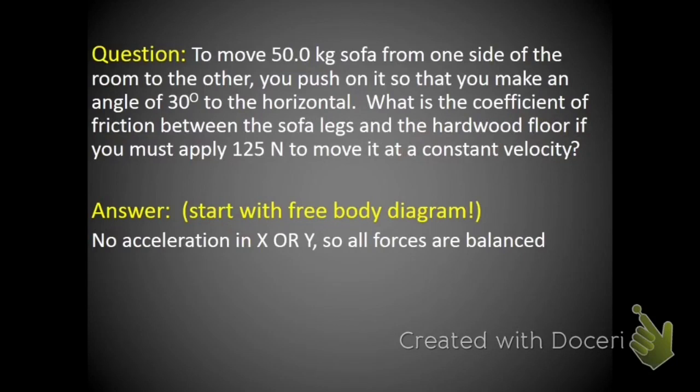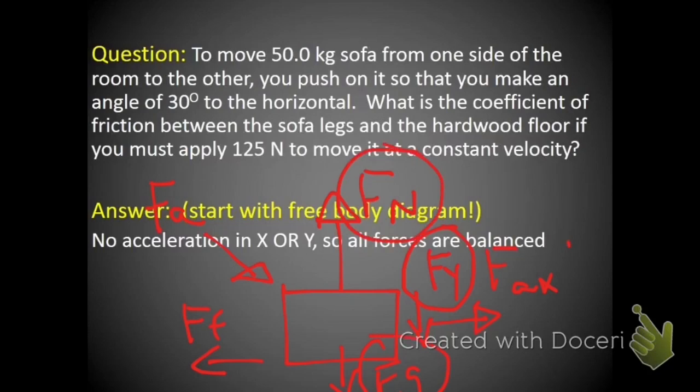So let's take a look at the picture. Here's my sofa. I've got an applied force at an angle. I've got a normal force. I've got a gravitational force. This applied force creates friction, but also that applied force has a component that's in the x direction. And it has a component that's downward in the y direction. So the y component and the gravitational component are working together to equal the normal force, and the x component is equal to the frictional force.